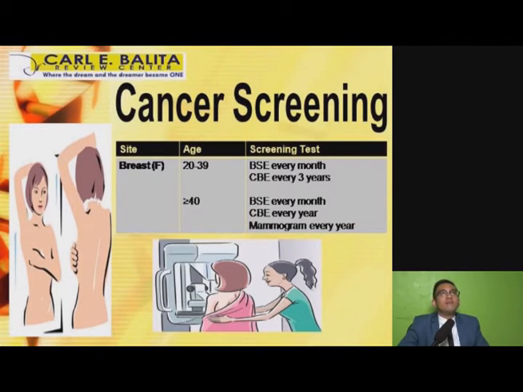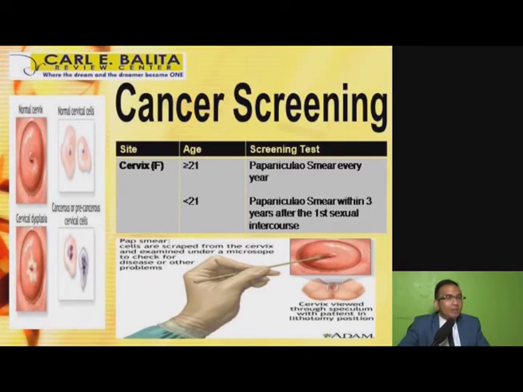Paano naman kapag cervix, starting at the age of what? 21, di ba? Pap smear every year. Pero kapag yan ay earlier than 21, within 3 years from the first coitus.